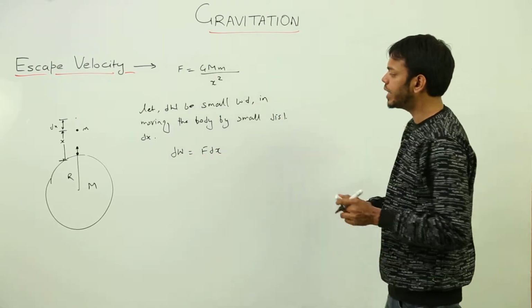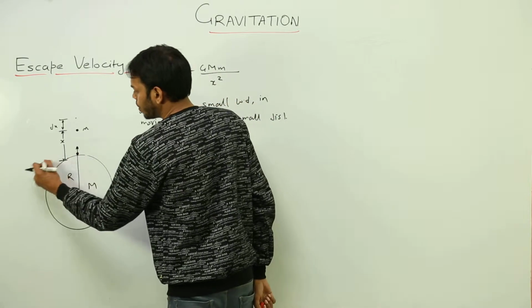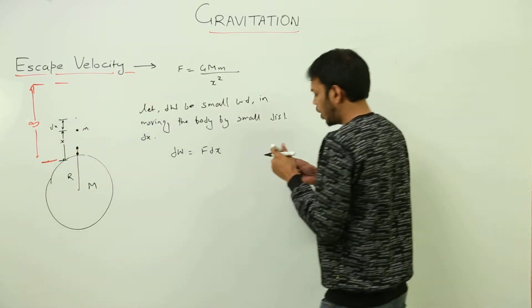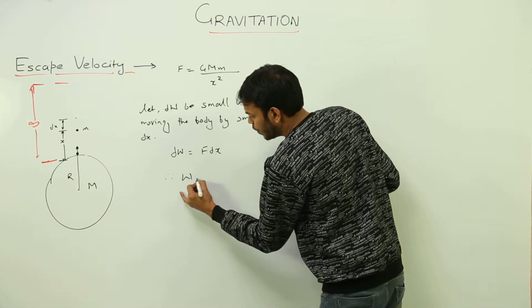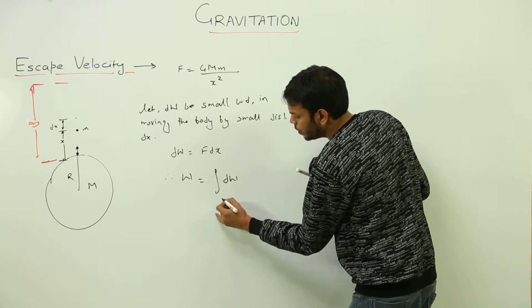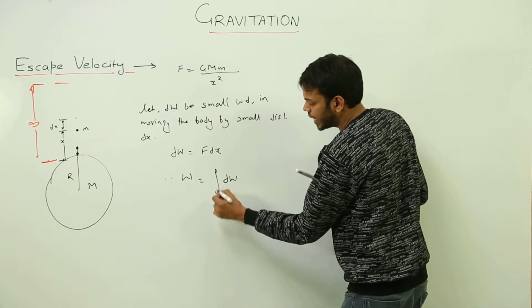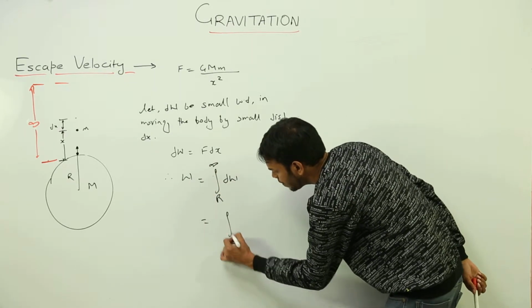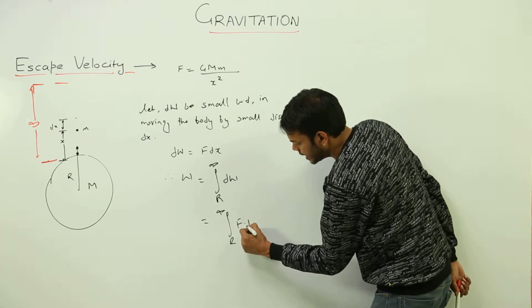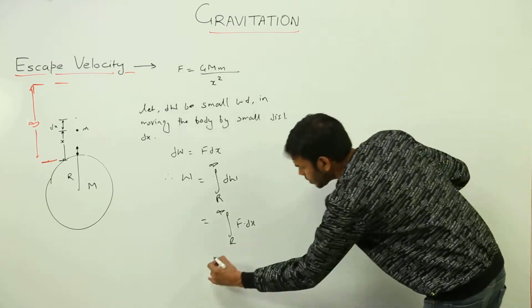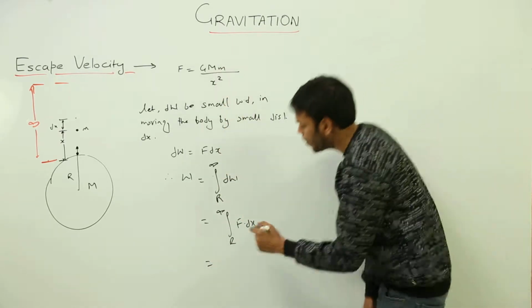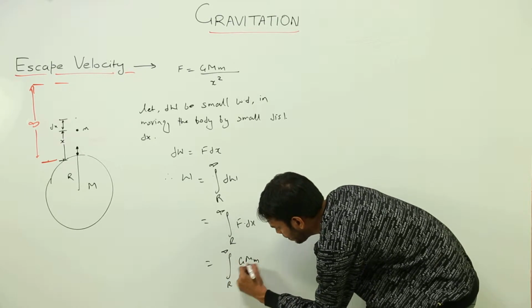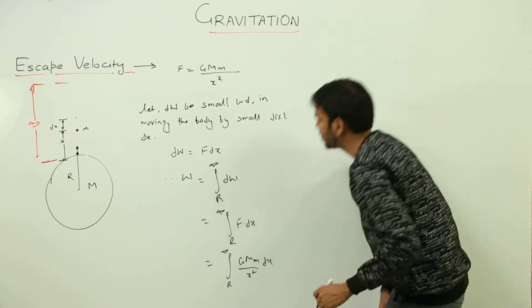So we can calculate the total work done in taking the body from this surface to the infinite distance, right? So how can we do that? Therefore, total work done would be the integration of dW from, where are we taking it from? Radius of Earth to infinity. Put the respective values: dW is F dx, and instead of F, I can take G M m over x square. So the integral from R to infinity of G M m over x square dx.